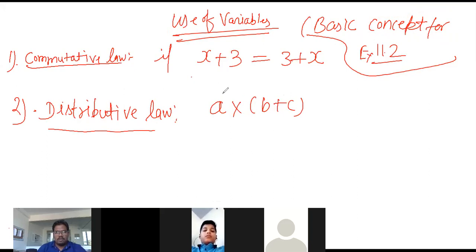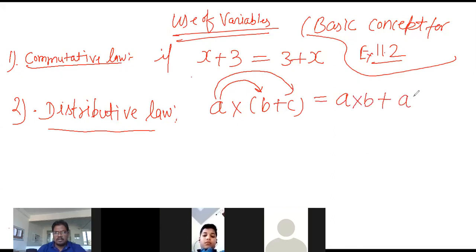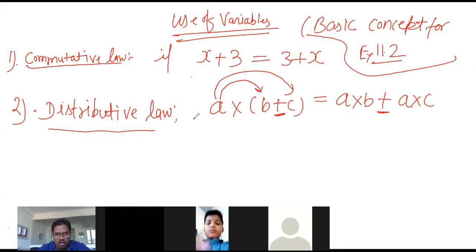Distributive law means, as I had already told you, whatever number is outside the brackets will be multiplied with all the numbers inside. We get A into B plus A into C. Whatever the sign is here, A multiplied with B and A multiplied with C. If there is plus, then plus here. If there is minus, then minus. This is the distributive law.